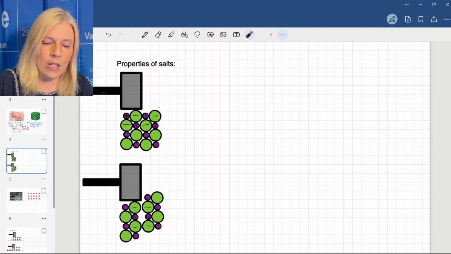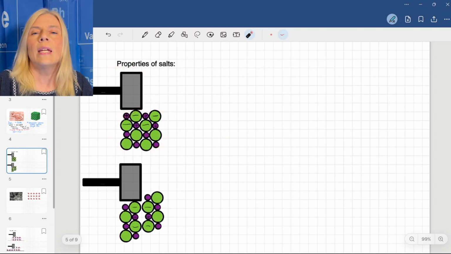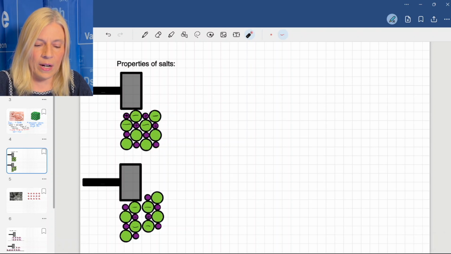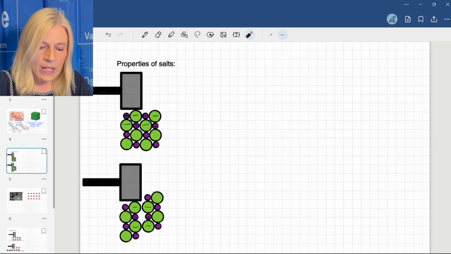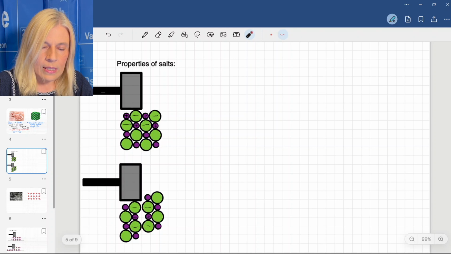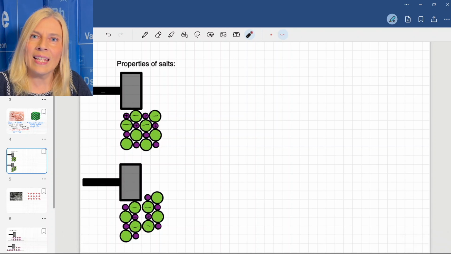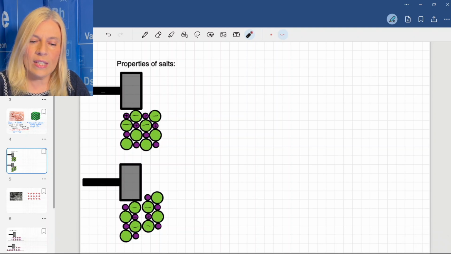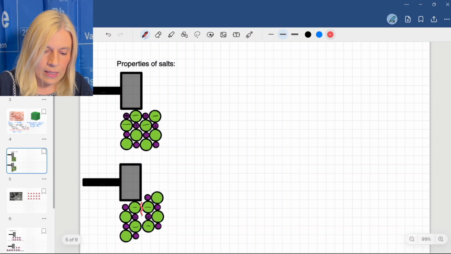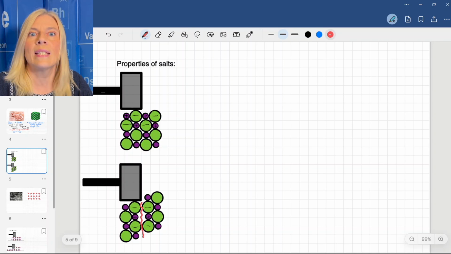However, if we do, here's my ionic compound, and I'm going to hit it with a hammer. And when I hit a salt crystal with a hammer, what happens? It falls apart. Why does it fall apart? Well, let's look at the picture below. I applied some stress, and look what happens here. Same charges are next to each other, and same charges next to each other repel. So this right here is a little problem, and it breaks apart.